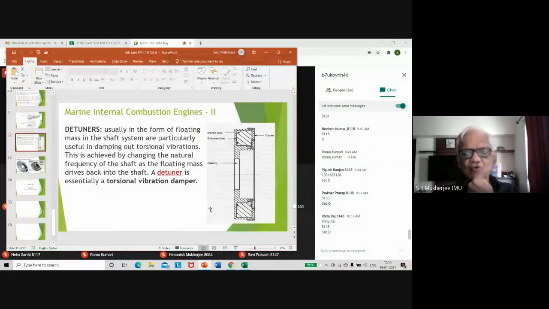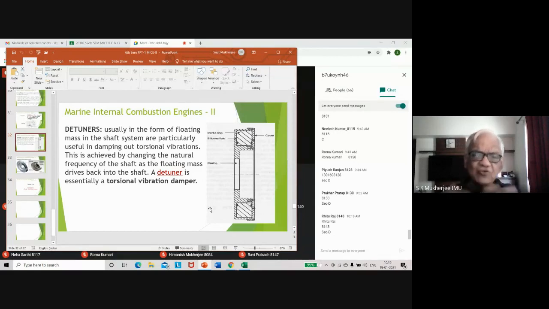Okay, detuners. Now, we have spoken about axial vibration, we spoke about balance weights. Now, the third one, which is the most important one, is torsional vibration. Torsional vibration can also be reduced, and these are reduced by means of torsional vibration dampers. The other name for a torsional vibration damper is detuner. A detuner is essentially a torsional vibration damper.